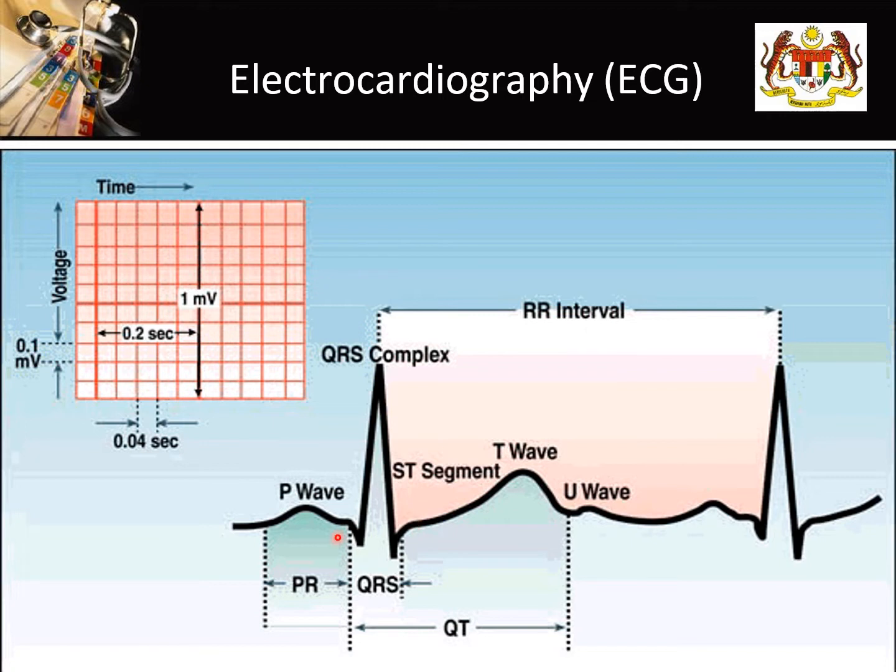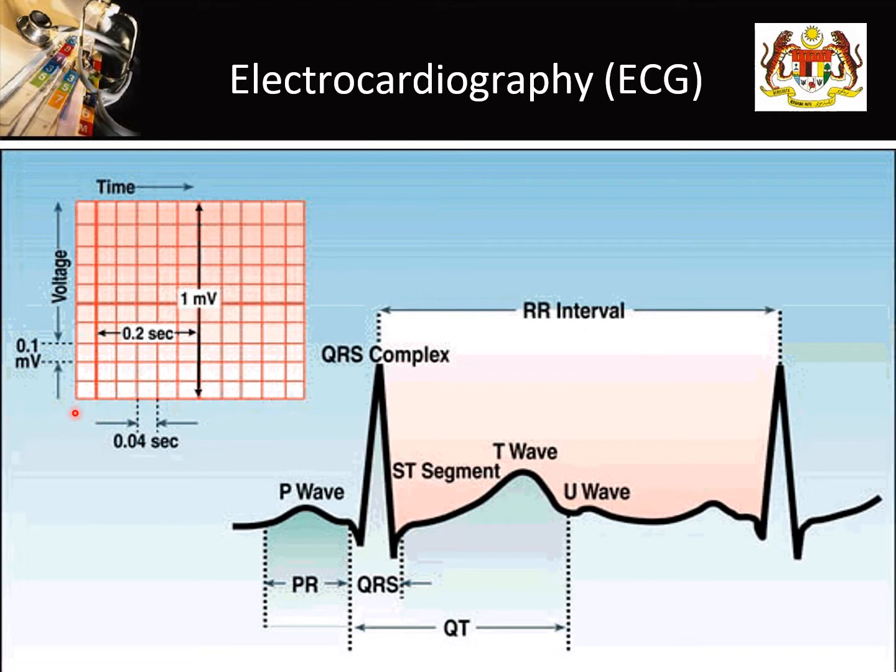Then we look at the QRS complex. A normal, narrow QRS complex, as I mentioned just now, is less than 3 small boxes, or less than 0.12 second. A broad QRS complex is more than 3 small boxes, or more than 0.12 second. For example, in broad complex tachyarrhythmia such as VT, we can see the QRS complex is broad.